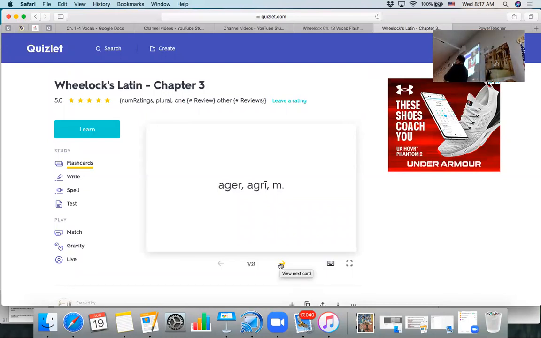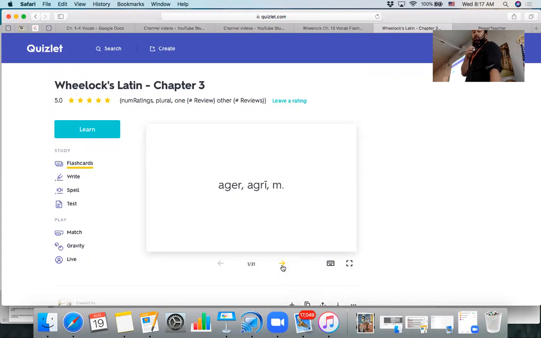Farm. Okay, so this is farm. So this is one of the 3 second declension nouns I was telling you about. So yeah, it's one of the only 3 that end in R instead of US. Okay, it means field. What words in English do we get from this? Agriculture. Yeah, agriculture, good. Let's keep going.